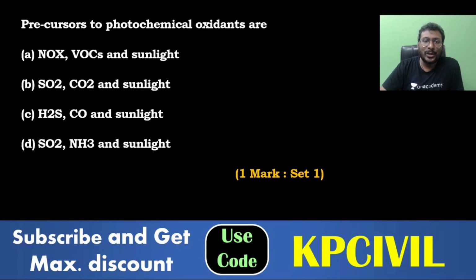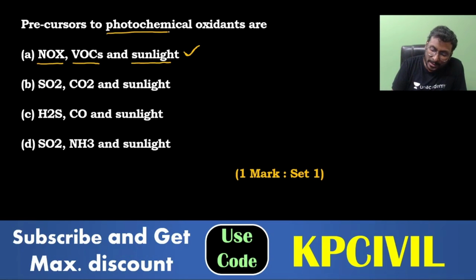Precursors to photochemical oxidants are NOx, volatile organic chemicals, and sunlight. If it is industrial smog, then we will go for SO2. But the question is about photochemical smog and photochemical oxidants. Option A: NOx, volatile organic compounds, sunlight.